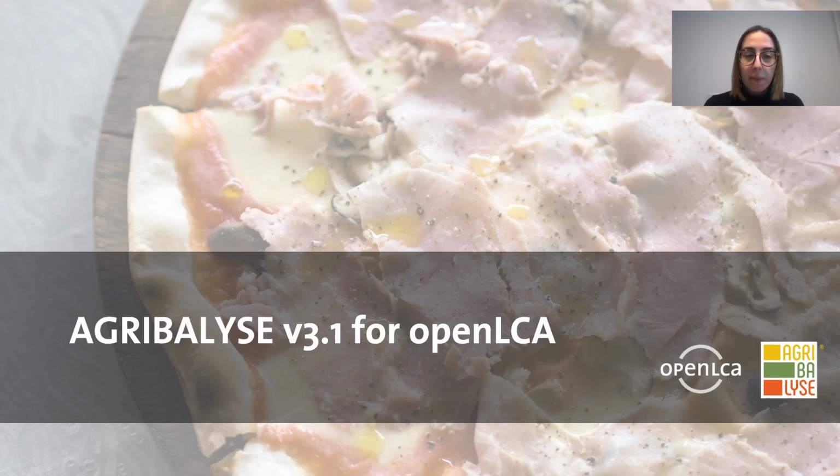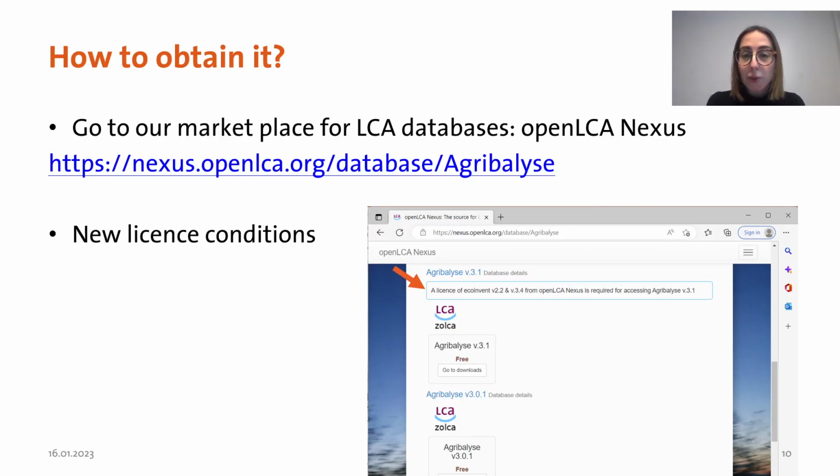Then let's get into AGRIBALYSE 3.1 for openLCA. How to obtain it? You should go to our marketplace for LCA databases, openLCA Nexus, which is available at the link there. And this time there are new license conditions. To be able to download AGRIBALYSE, now you need a Nexus license for ecoinvent. And there's no need to contact us. This is already done automatically in Nexus. AGRIBALYSE uses background data of ecoinvent, and therefore this new release comes with these license conditions.